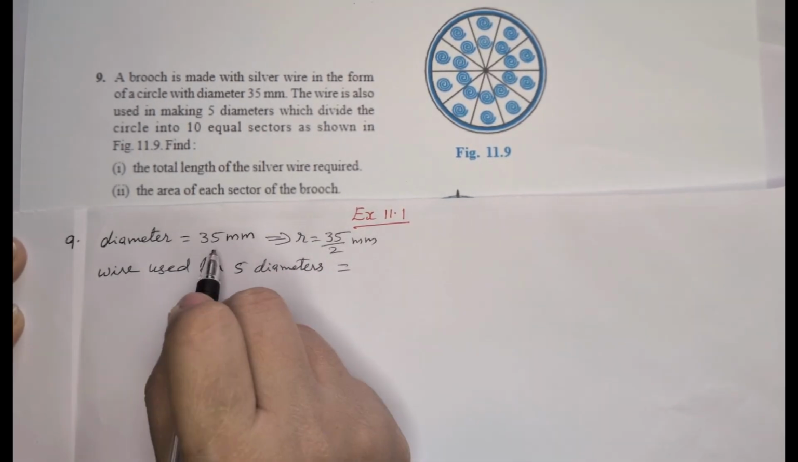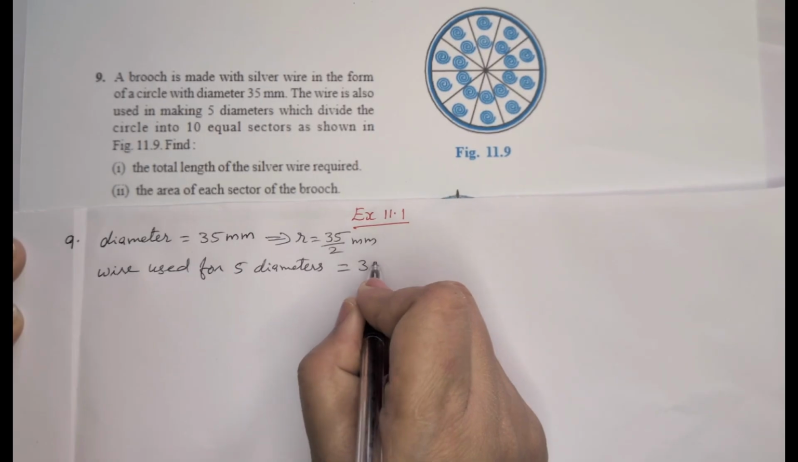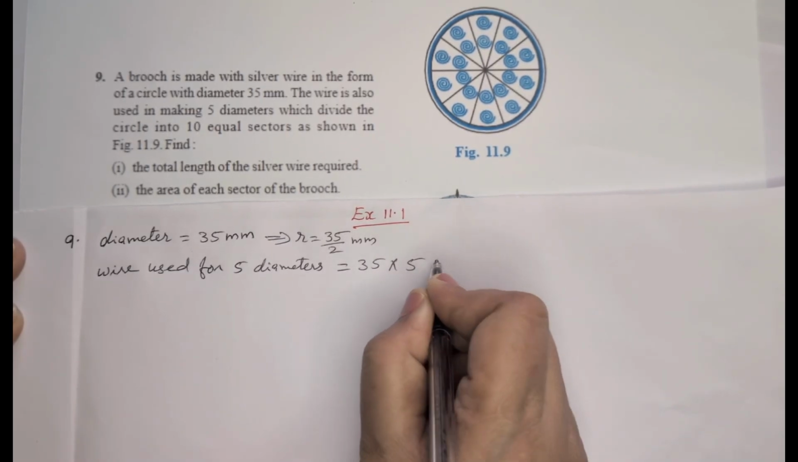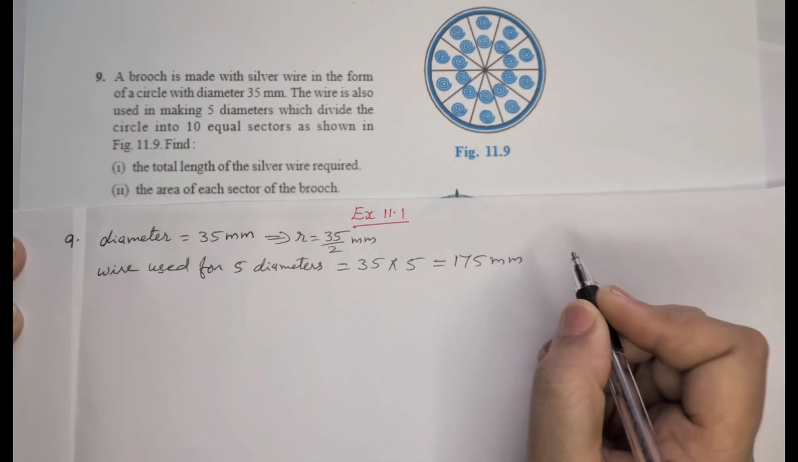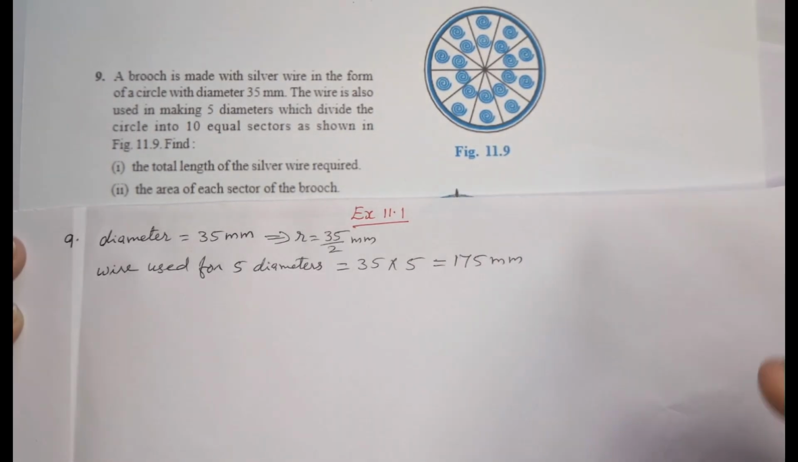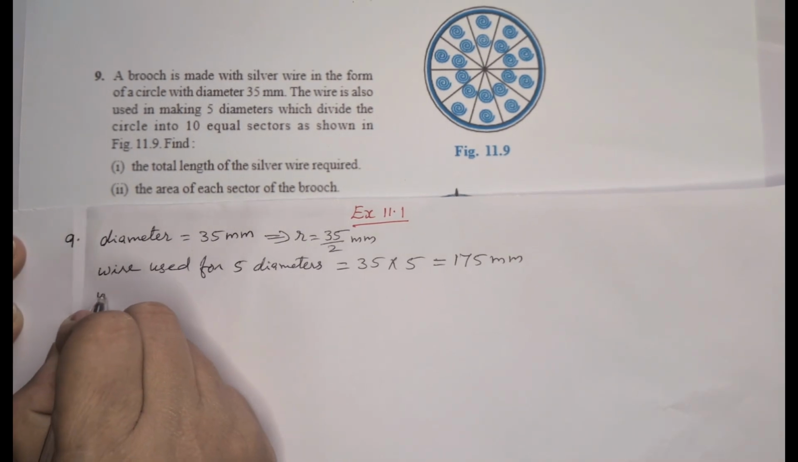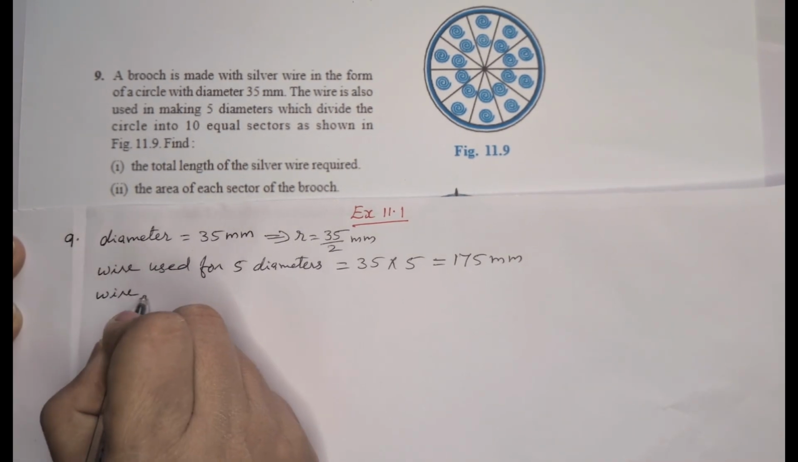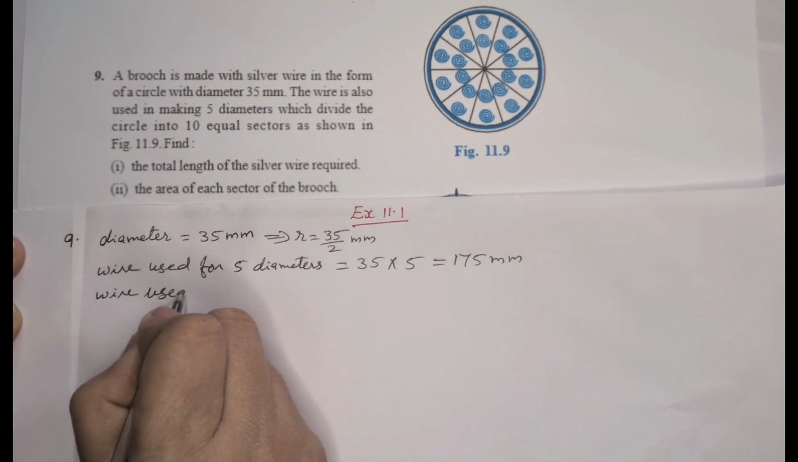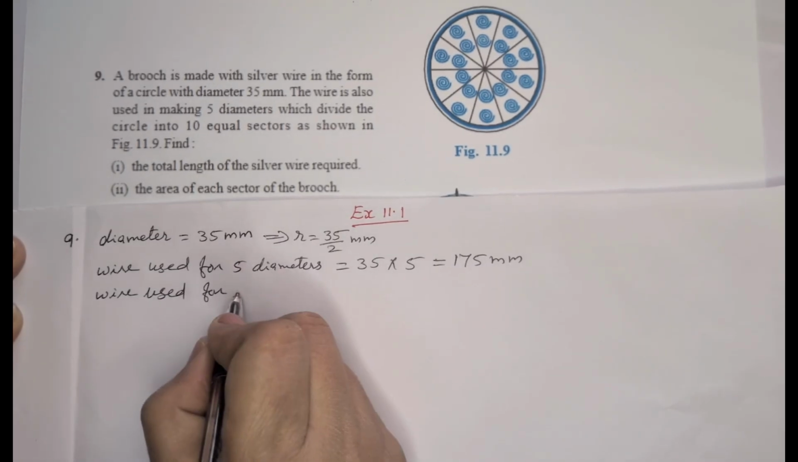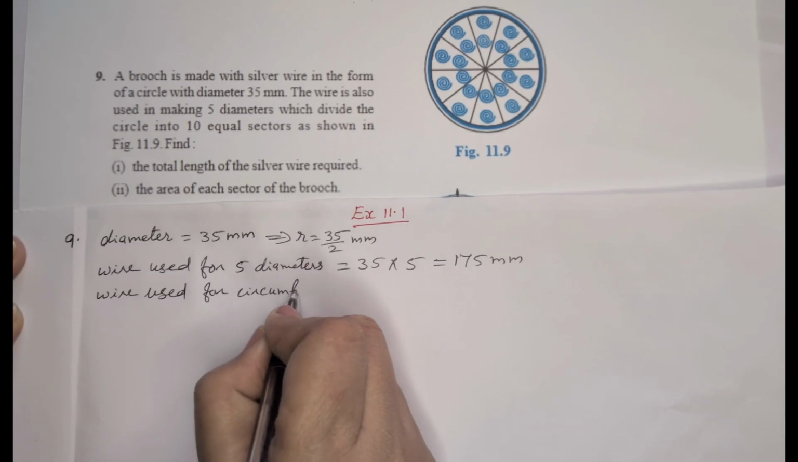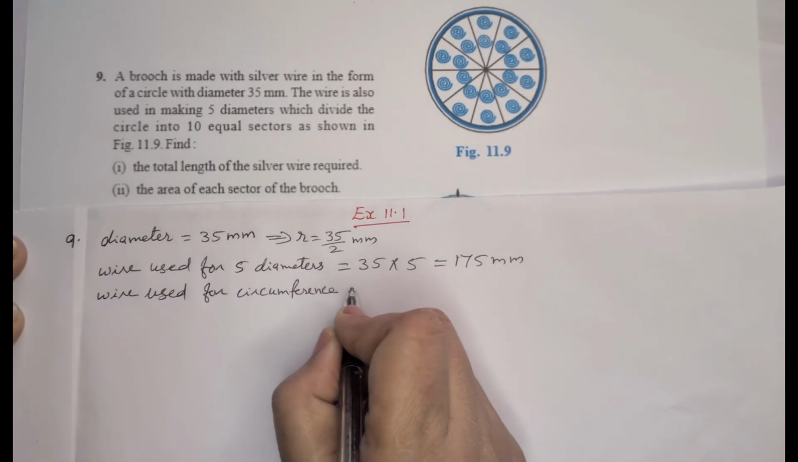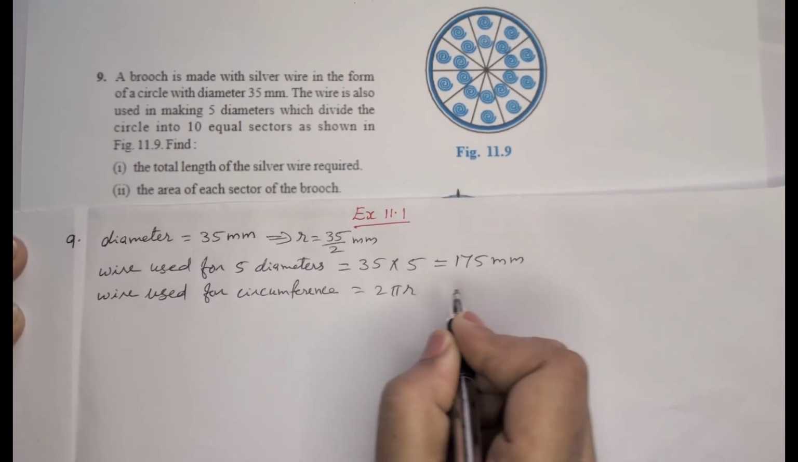For 1 diameter of 35 millimeter, 5 diameters is 175 millimeter of wire required. Now the wire required for the circumference is equal to 2 pi r.